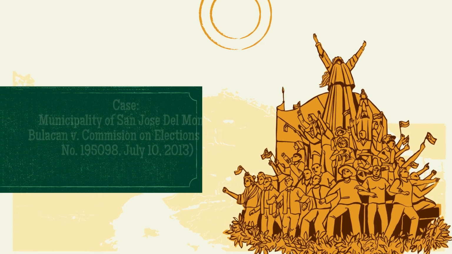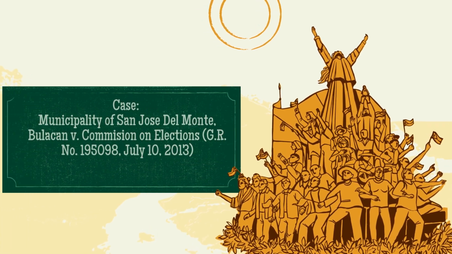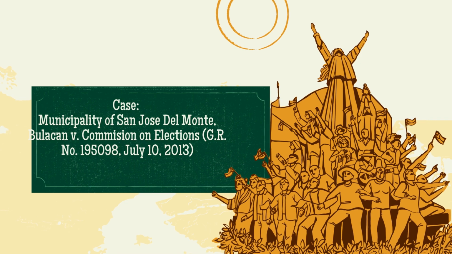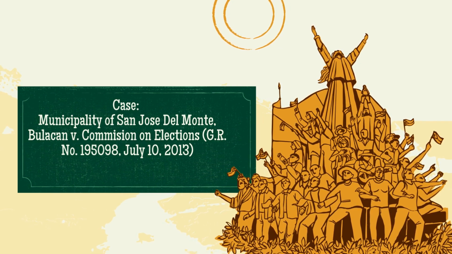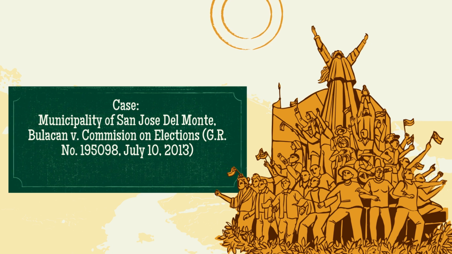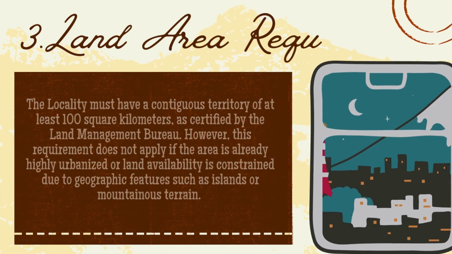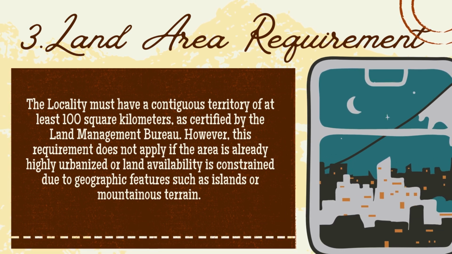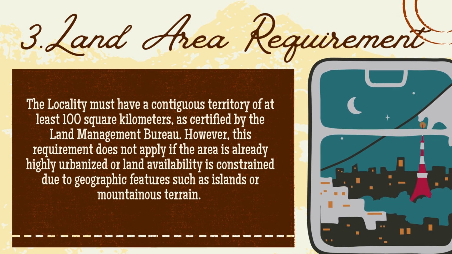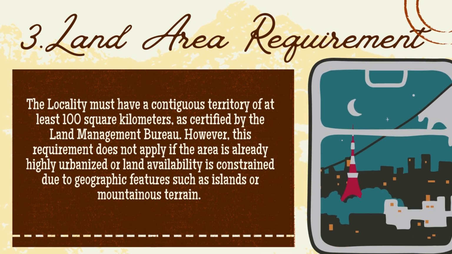Case, Municipality of San Jose del Monte, Bulacan v. Commission on Elections, G.R. No. 195098, July 10, 2013. 3. Land area requirement. The locality must have a contiguous territory of at least 100 square kilometers, as certified by the Land Management Bureau.